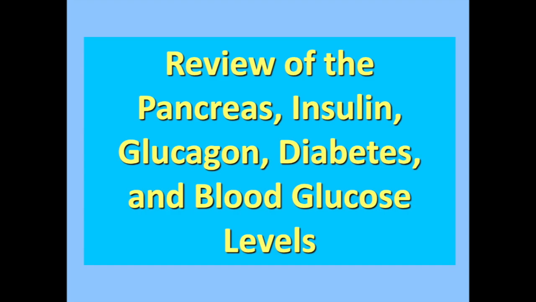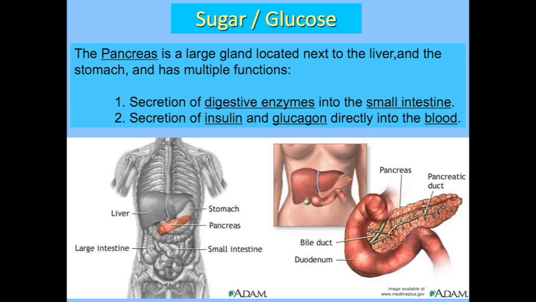So the pancreas, insulin, glucagon, diabetes, and blood glucose levels I want to go through with you now. Remember that the pancreas secretes digestive enzymes into the small intestine, but the big thing is it secretes insulin and glucagon directly into the bloodstream. So insulin, as I remember from school, brings glucose in to the cell. And glucagon brings glucose out of the cells. So the glucose is gone from the cell. So that's the way that I have remembered that.